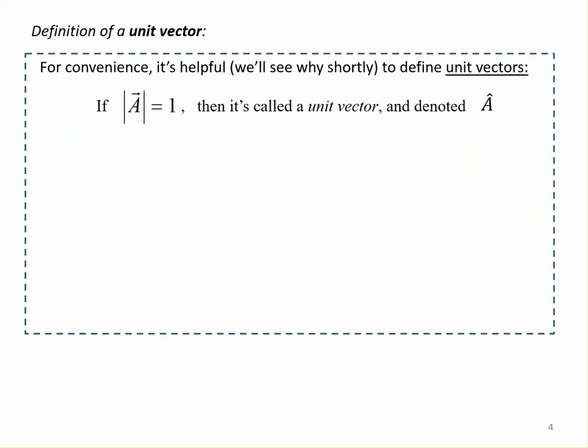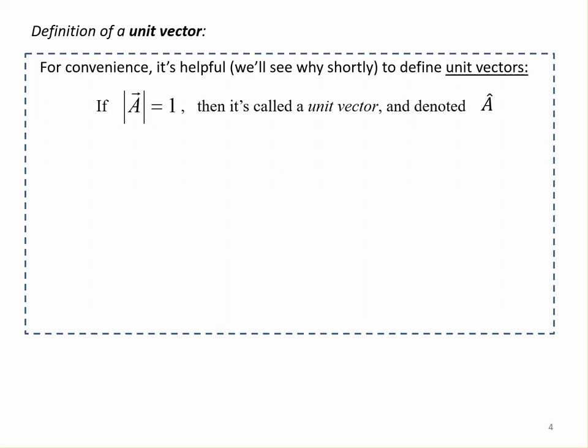Lastly, I just want to define something called a unit vector. Sometimes the length or the magnitude of a vector will be 1. So for example, suppose I had a vector A whose magnitude was 1. Then I'm going to call that a unit vector. And to denote that vector, rather than putting a little arrow above it, I instead put this little caret above it, sometimes called the hat. And so a hat here represents a unit vector. The hat tells me that it's a vector whose magnitude is 1.